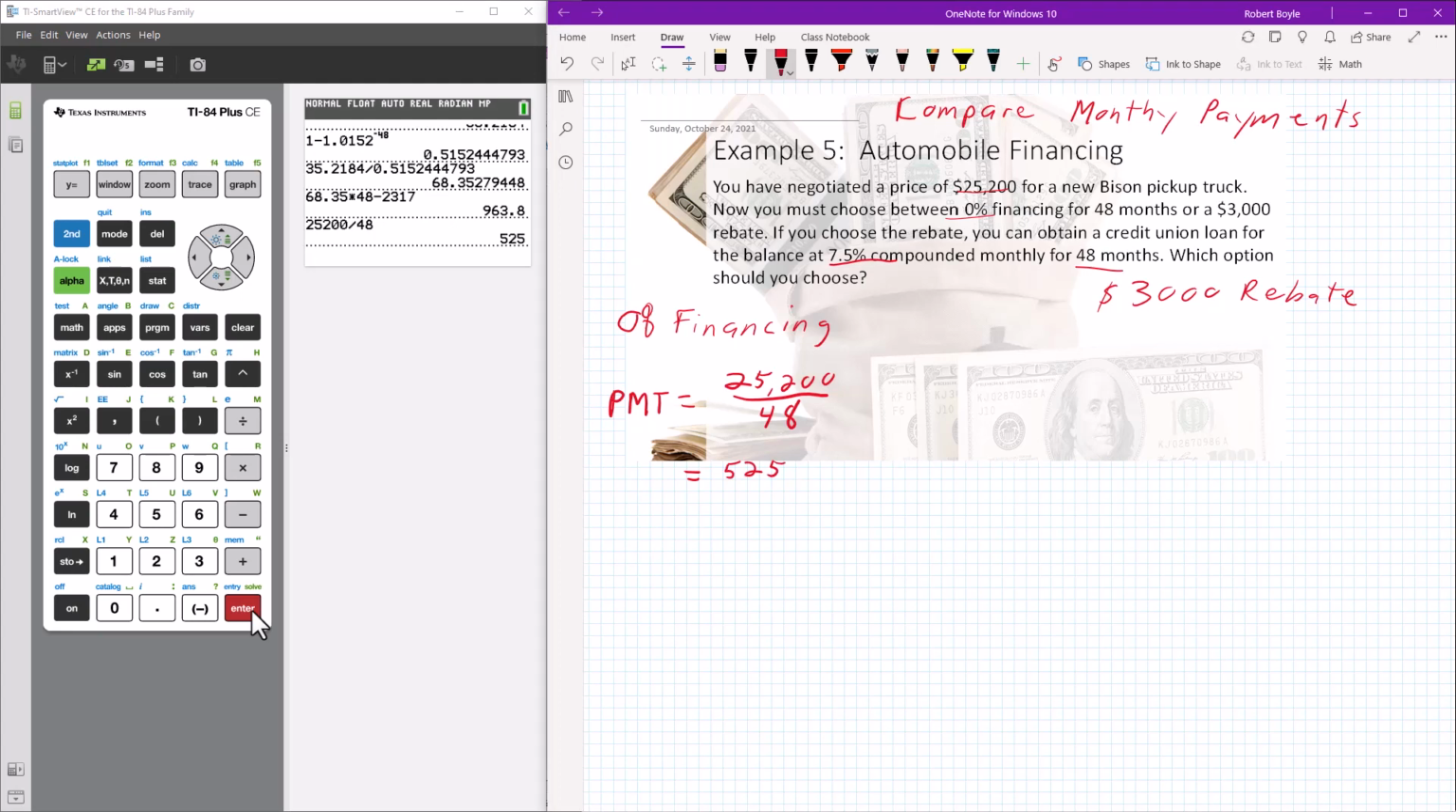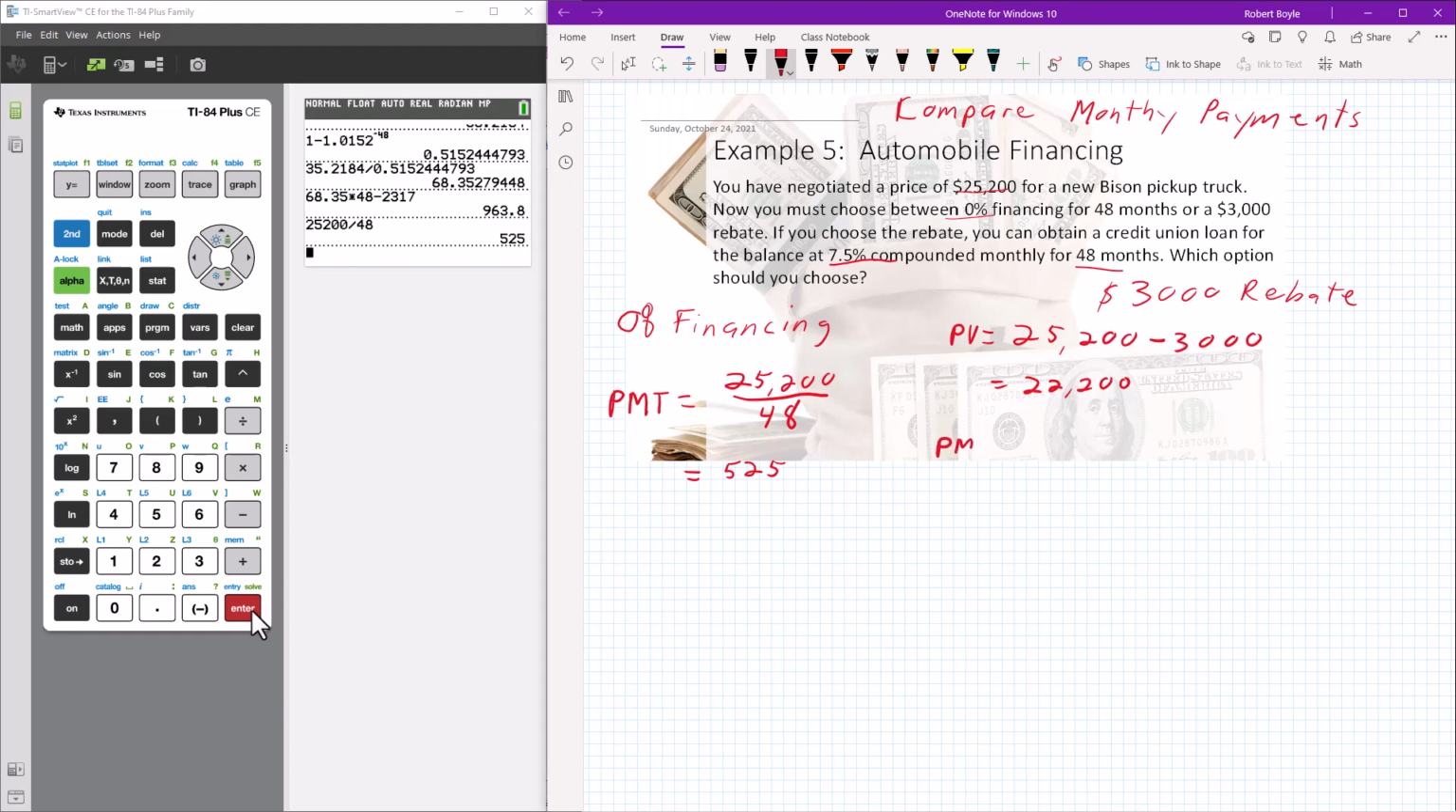Now, if you chose the $3,000 rebate, then you need to borrow the rest of the money. So the amount that you're going to borrow, which would be the present value of your loan, is going to be $25,200 minus $3,000, which of course will be equal to $22,200. That's how much you're going to borrow. And the question here is, what is your payment going to be? Well, we can use the amortization formula for that.